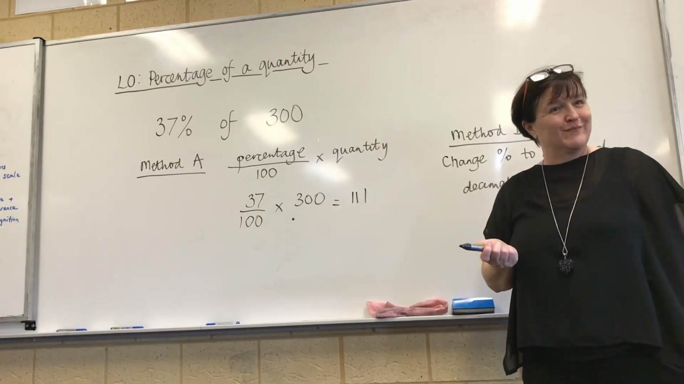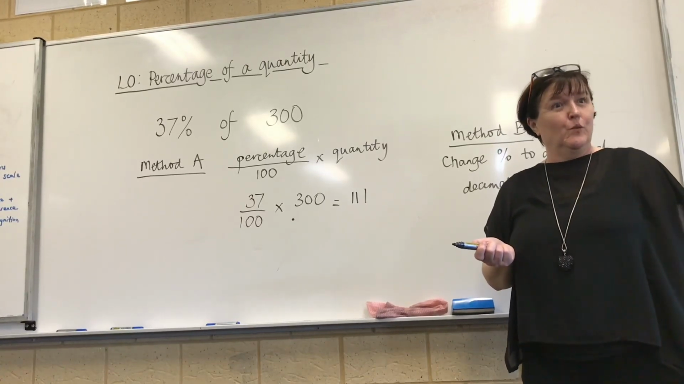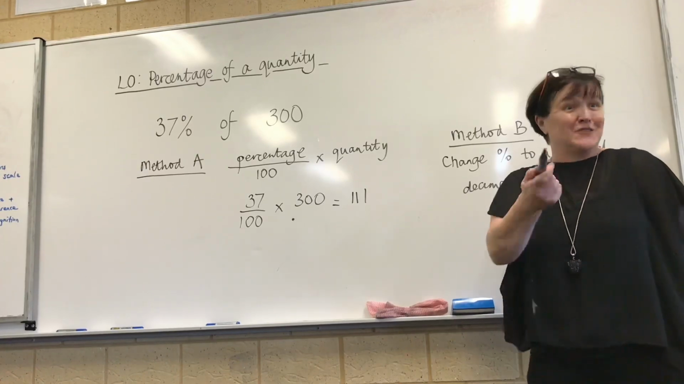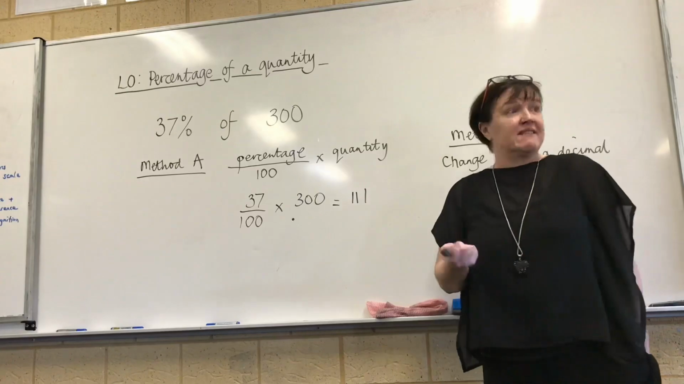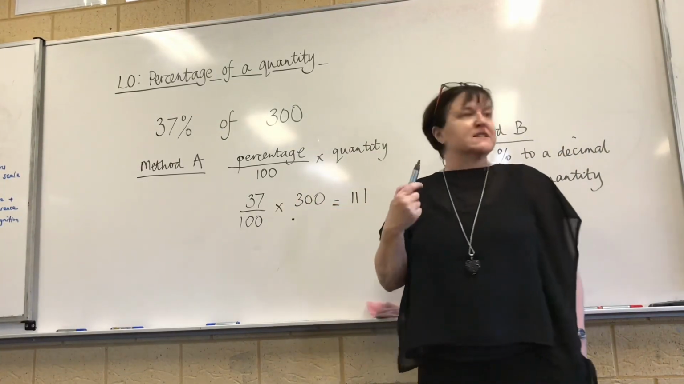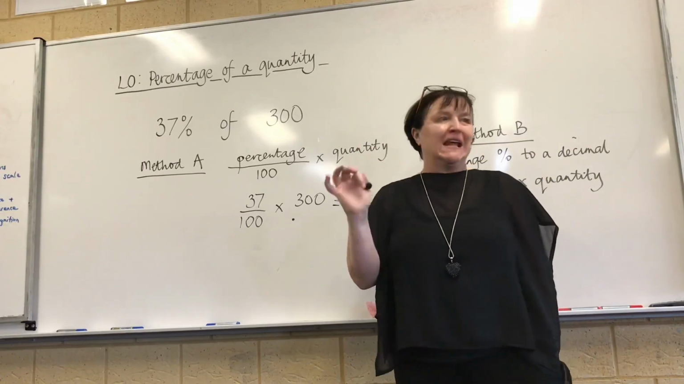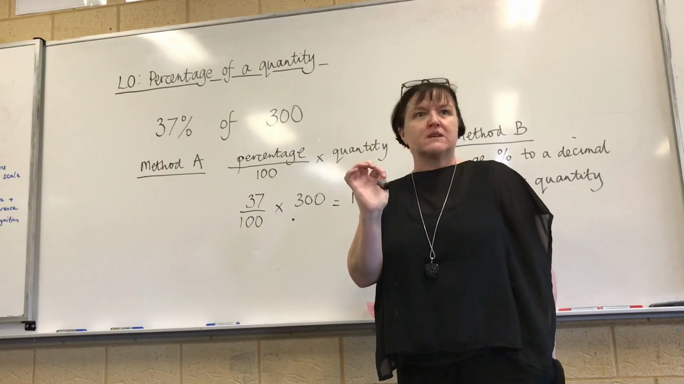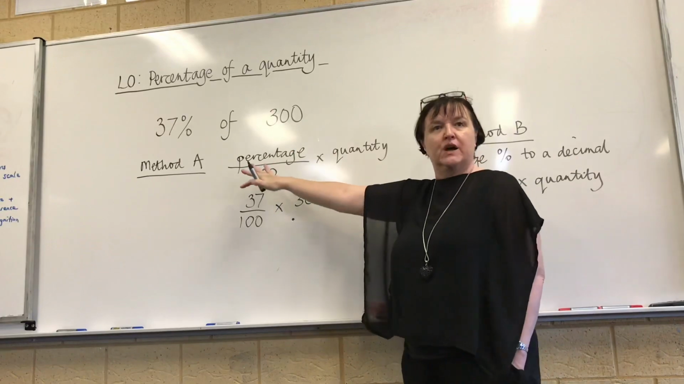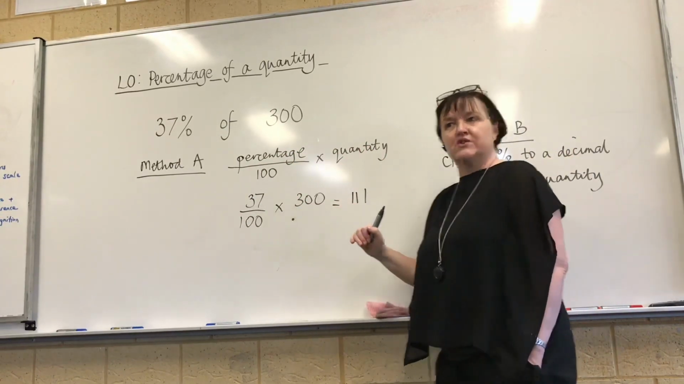So instead of dividing 37 by 100, you're just changing it to a decimal instead. And what do you do to 37 to change it to a decimal? Divide by 100, don't you? So you're doing exactly the same thing. One of the things that I always think is quite useful to remember about percentages is that whatever you do, there's generally 100 in the formula somewhere. So if you remember it this way, that you've got the percentage divided by 100 multiplied by the quantity, 37 divided by 100 times 300.